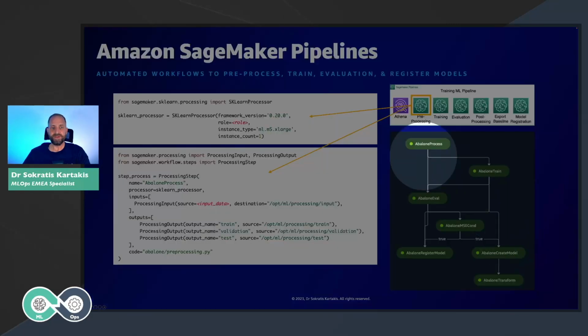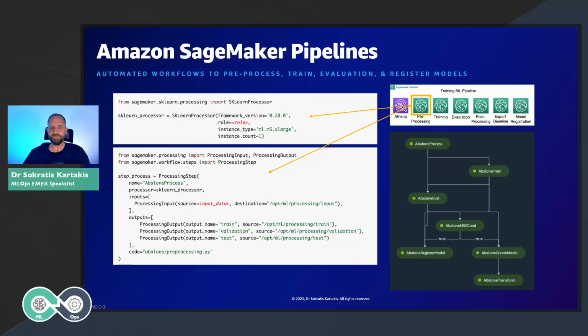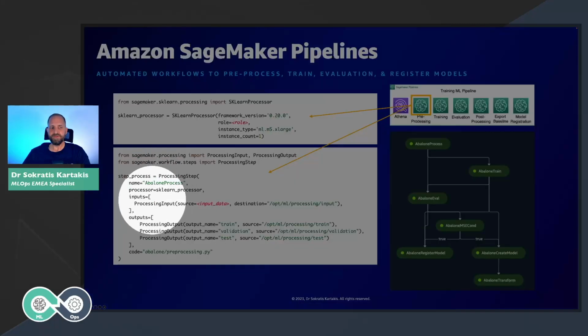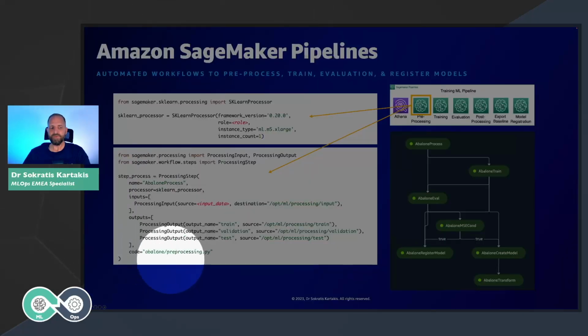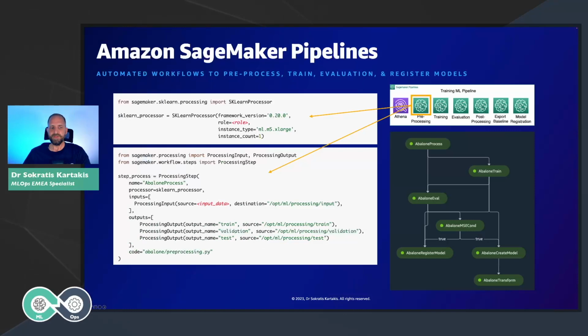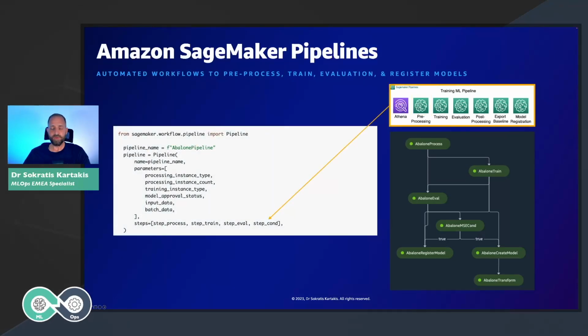That means that first you need to define the type of the processing job. Then you need to create a processing step and link your processing job with this processing step. Then the only thing that you need to do in this processing step is to define the inputs and outputs and the code that you want to run. After you have defined all these different steps and the training steps that you need, the next step is to link all the steps together.